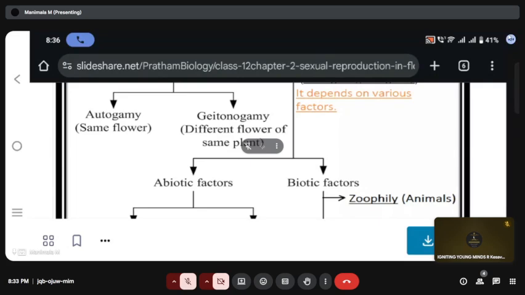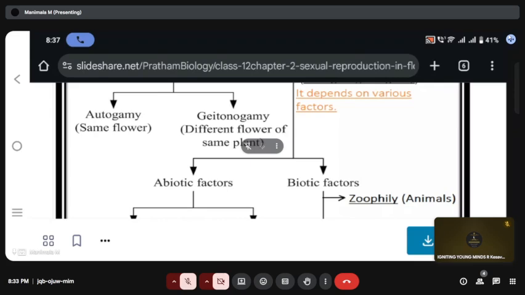It does not wait for pollinating agents. The flowers need not develop any device for attracting the pollinators. It ensures seed production. And self pollination eliminates some of the bad recessive characters.